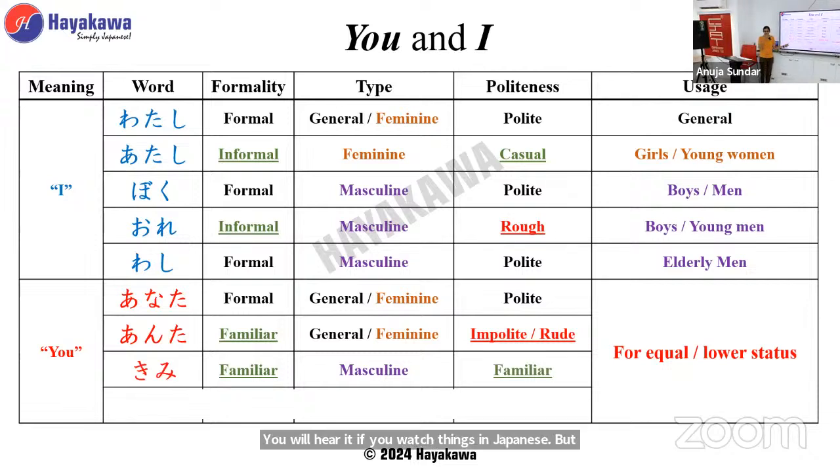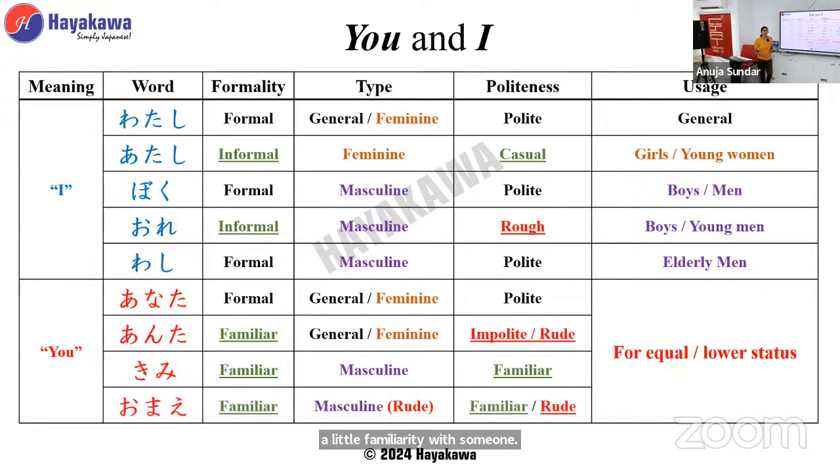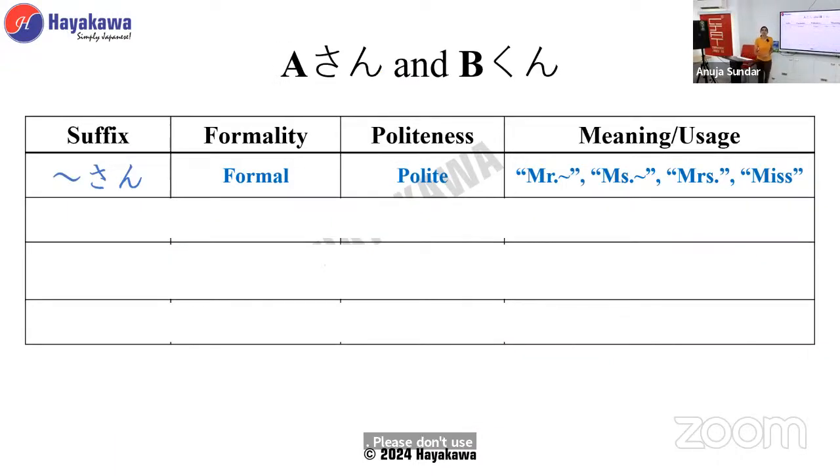We spoke about this. Kimi. Kimi shows a little familiarity with someone. So it's a bit masculine. So men use it more than women do. Women can, but they mostly don't. And lastly, omae. Never use this. Please don't use it. It's rude. It's downright rude. It didn't used to be, but it became rude.